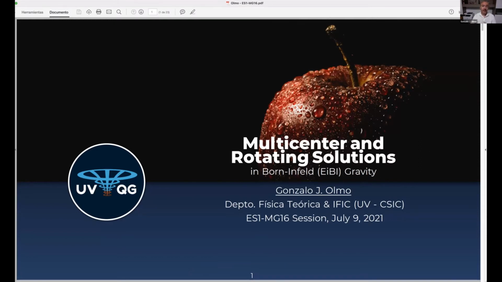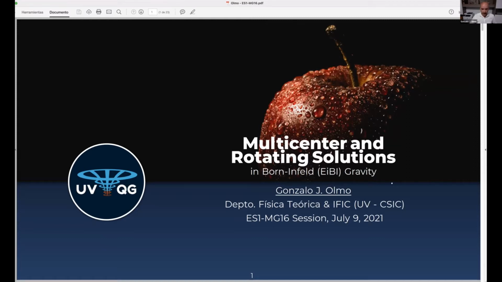Okay, so I'm going to present some exact solutions, and I will also discuss the physical interpretation, that represent rotating objects and multi-center solutions without any symmetry in a particular model of metric affine theories of gravity. This is the Born-Infeld gravity model, also known as Eddington-inspired Born-Infeld, EiBI.